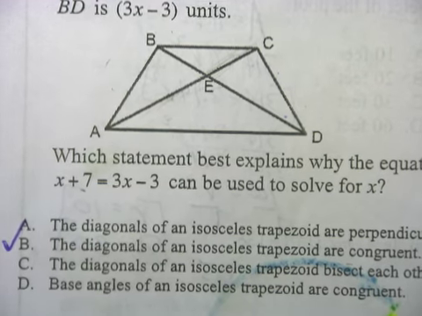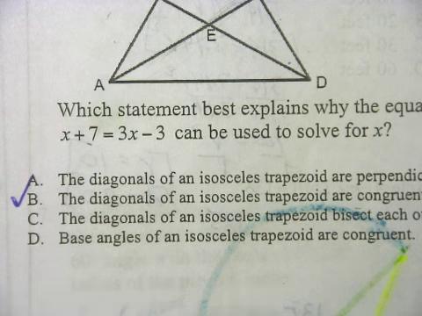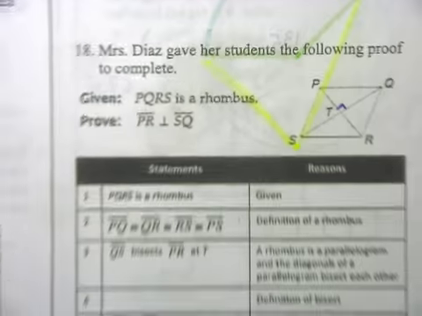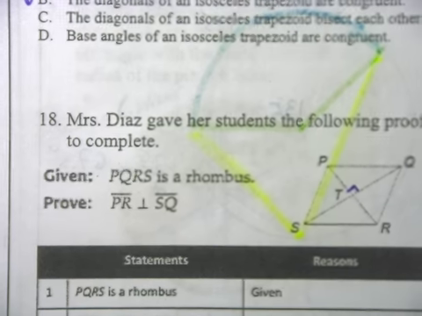And the reason for that is very simple. The diagonals in an isosceles trapezoid are congruent. It's just a rule that you have to remember. The diagonals inside an isosceles trapezoid are congruent. They're equal to each other, kind of like the sides of an isosceles triangle.